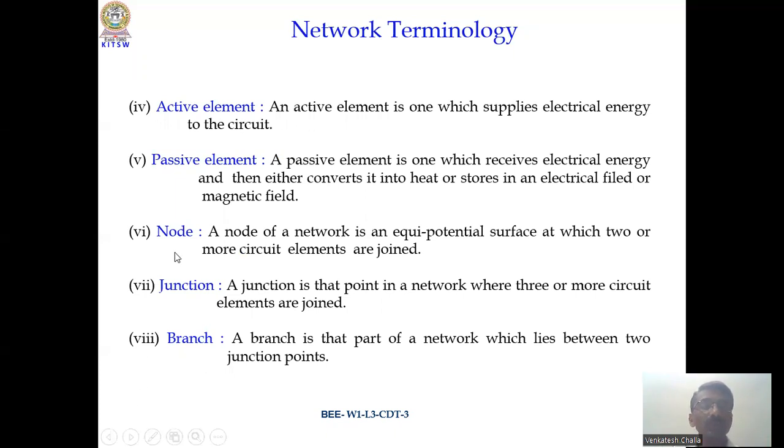Then node. A node is the junction or the point at which two or more elements are tied together. A junction is a point at which three or more elements are connected. Branch. A branch is nothing but the elements present between two nodes or between two junction points. That connection between the two nodes can be with a single element or a number of elements connected between those two nodes.